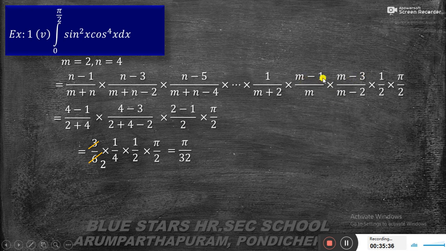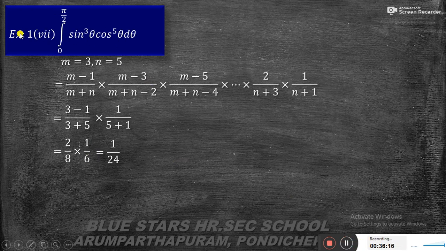So we stop up to 2 minus 1 by 2 into pi by 2. Therefore 4 minus 1 means 3, 2 plus 4 is 6, so 3 by 6 into 4 minus 3 is 1, 2 plus 4 is 6 minus 2 is 4, so 1 by 4 into 2 minus 1, 1 by 2 into pi by 2. Here 3 and 6 we cancel by 2, that means 1 3s are 3, 2 3s are 6, 2. Therefore pi by 2, 4s are 8, 8 4s are 32. So pi by 32 is the answer.